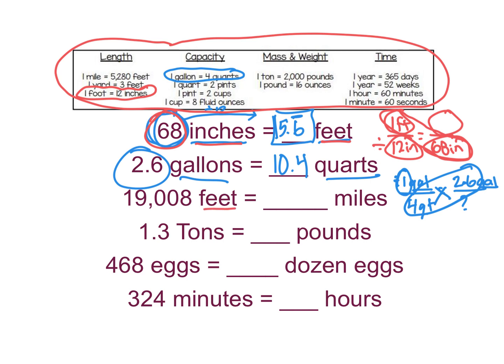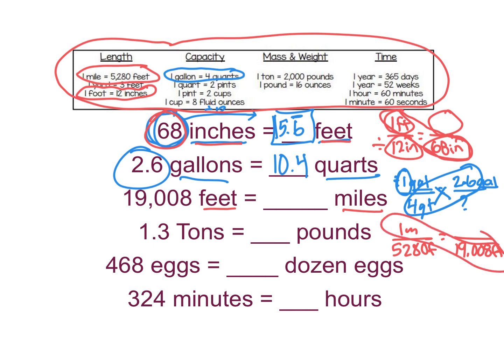Let's do another one. So we've got feet and we've got miles. I'm going to find my fact. There are 5,280 feet in a mile. So 1 mile has 5,280 feet. I know that I have 19,008 feet. I'm putting it on the bottom to match feet with feet. So I'm going to crisscross multiply, divide by the lonely guy. 19,008 times 1 divided by 5,280, and I get 3.6.